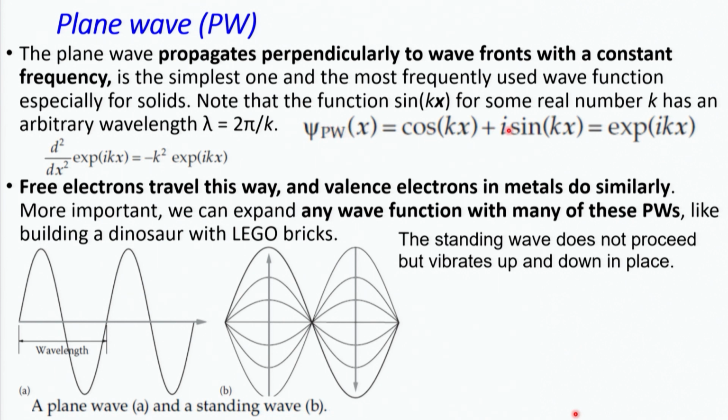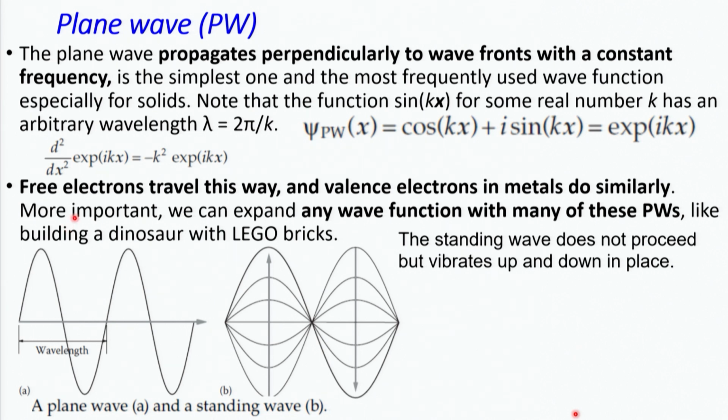That means, taking the wave function as a plane wave, if we take the double differential of this, we get minus k square times it. This shows that it's a kind of eigenvector, because you are doing the operation and you are getting a constant times the operand. Okay. So generally free electrons travel this way, like a plane wave, and valence electrons in metals do similarly, because valence electrons are free in metal.